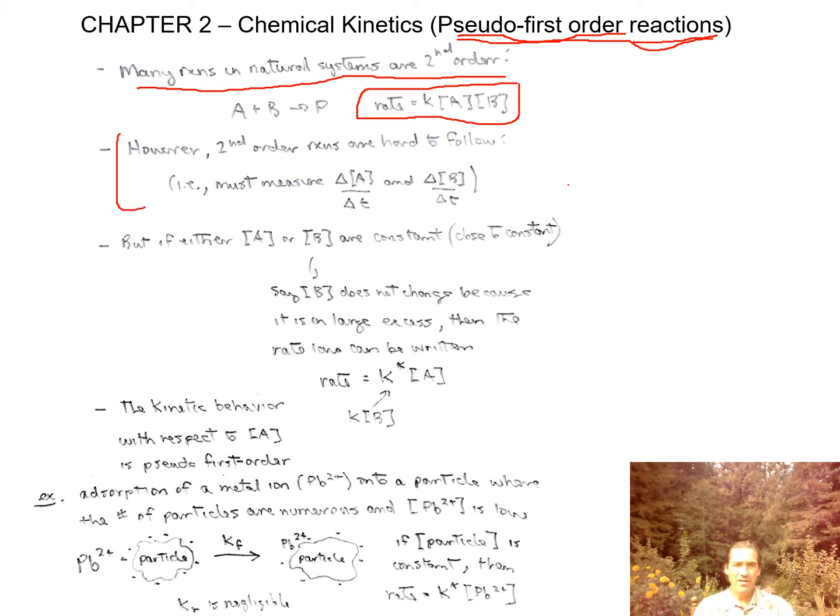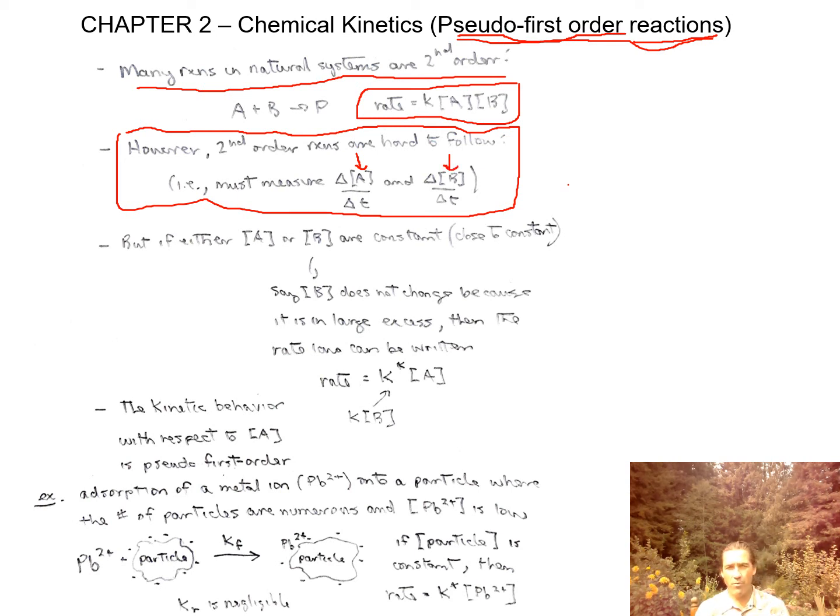However, second order reactions are really hard to follow in natural systems. And the reason for that is you have to monitor both A and B over time. That can be a lot for an experiment to be able to monitor both A and B over time. In the laboratory, maybe not so much, but out in the field, it's really hard to do.